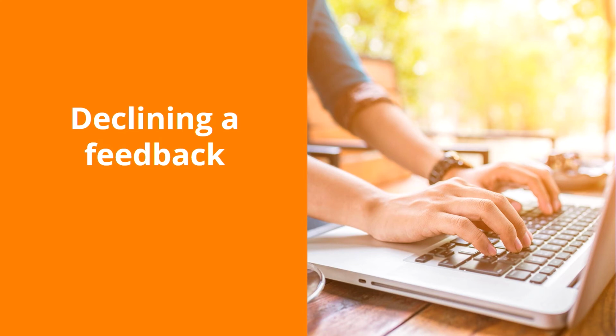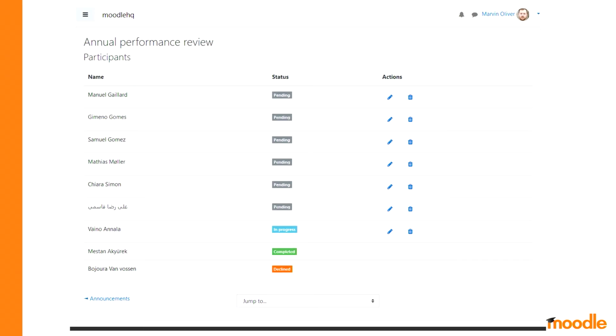So there are times that users can also opt to decline giving feedback for another user. In this example, I haven't really worked with my coworker named Manuel, because maybe he's new or something. So I can opt to decline giving feedback to him by clicking on the trash icon.